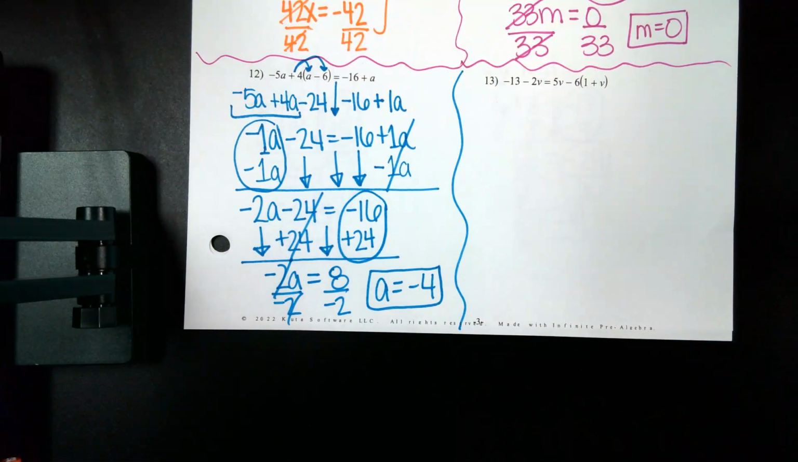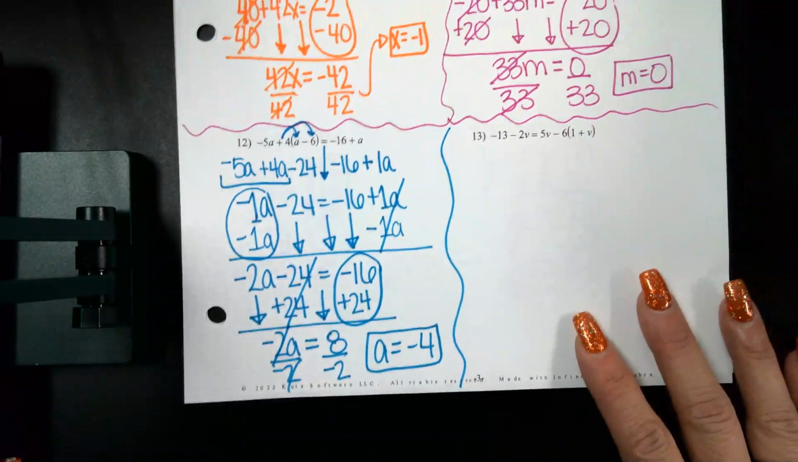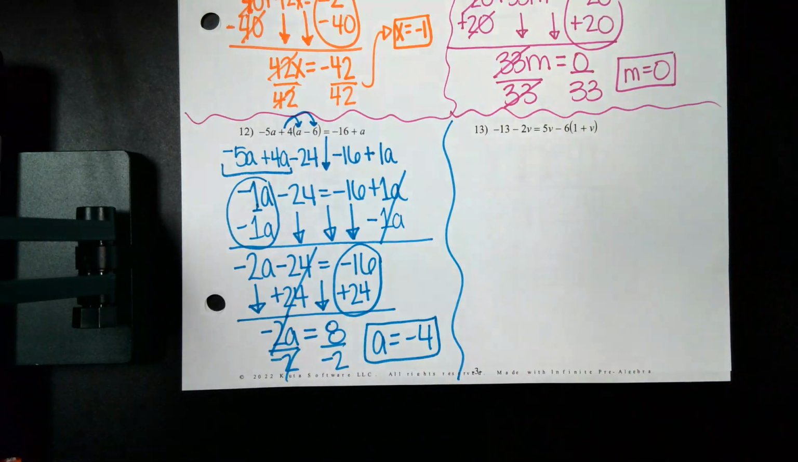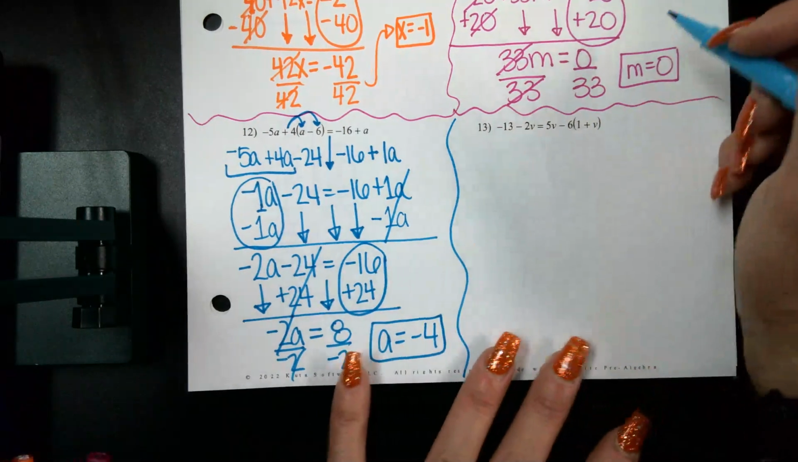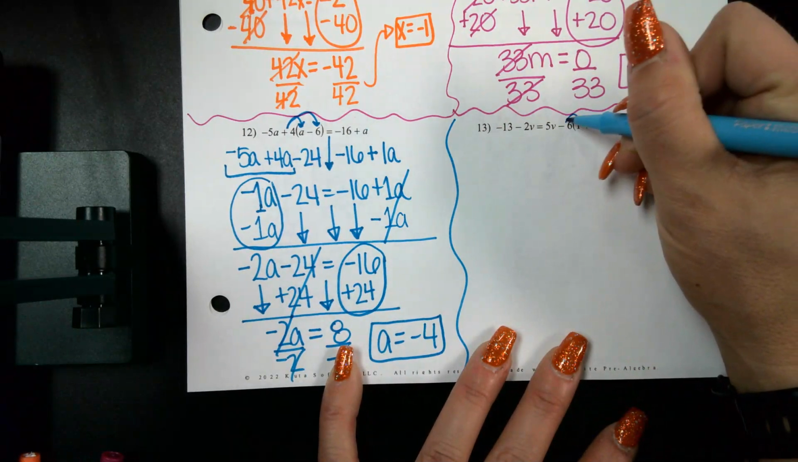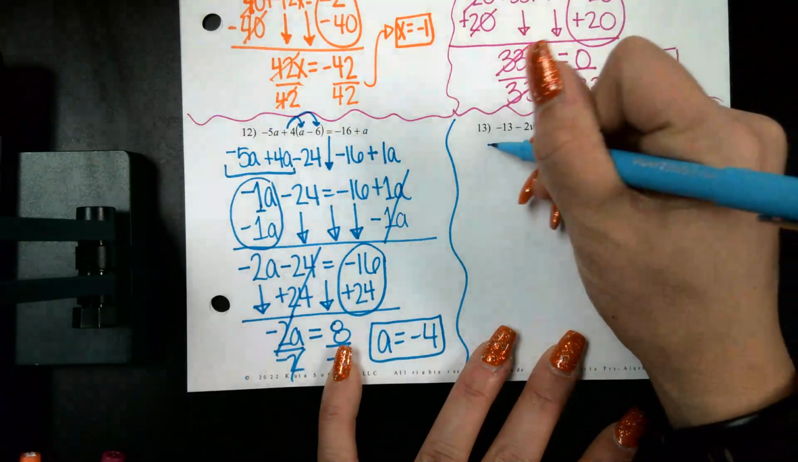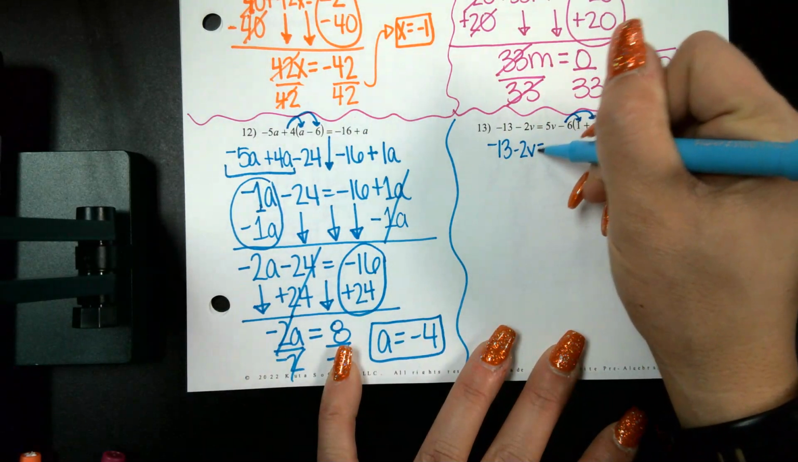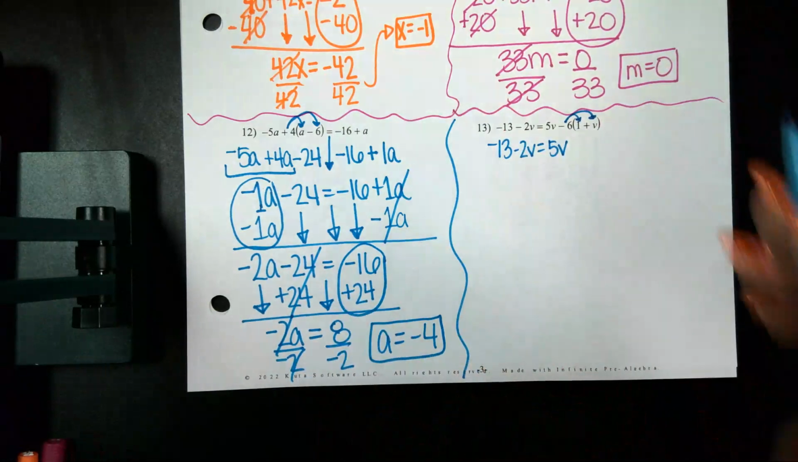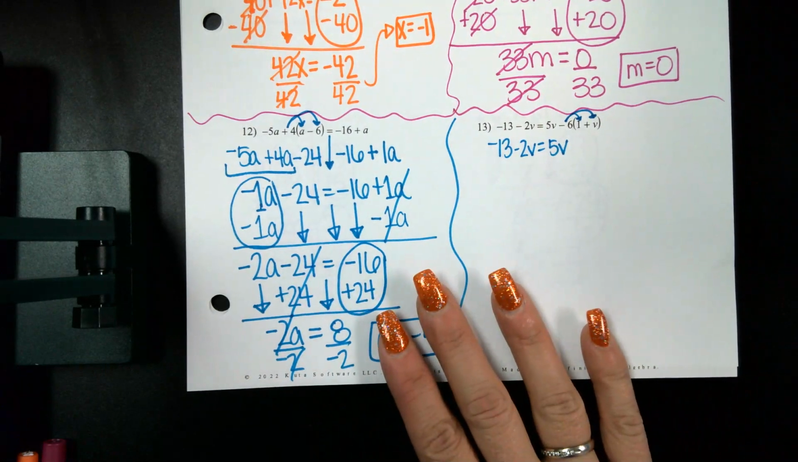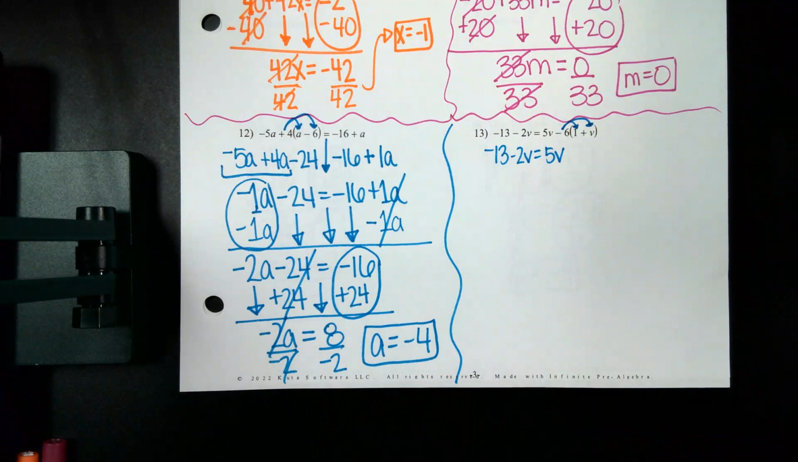Well, I'd like you guys to try number 13, now that we just did those three together. Just try to do as much as you can. I'll at least do this part where I bring down the left side, bring down the 5v, but then you guys need to finish that. You need to do the distributive step and then see how far you can get before I put the answer on there.